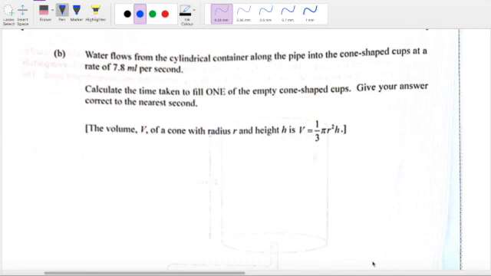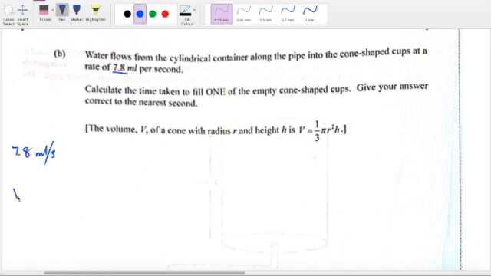Water flows from the cylindrical container into the cone cups at a rate of 7.8 ml per second. Calculate the time taken to fill one of the empty cone-shaped cups. All right, so first of all, we have to find the volume of a cone-shaped cup.